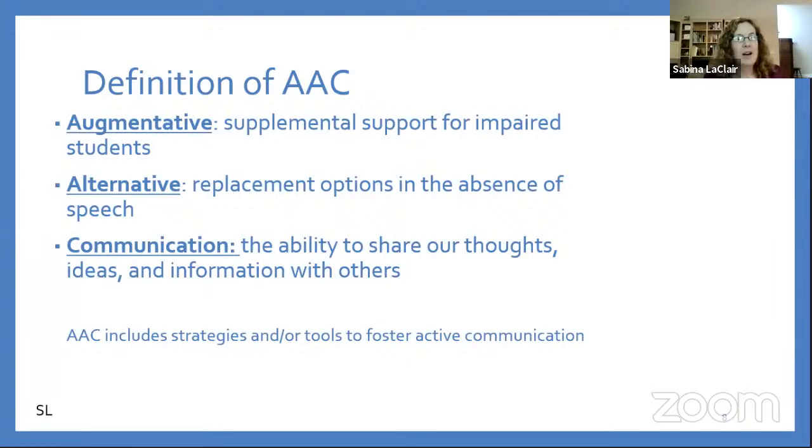So AAC, Augmentative Alternative Communication. This incorporates the many strategies and devices an individual may use to communicate, all the way from gestures and pictures to speech generating devices. But we all use AAC. It's not just for our students with severe expressive communication deficits, but it's also helpful with language learning and communication for a variety of communicators.